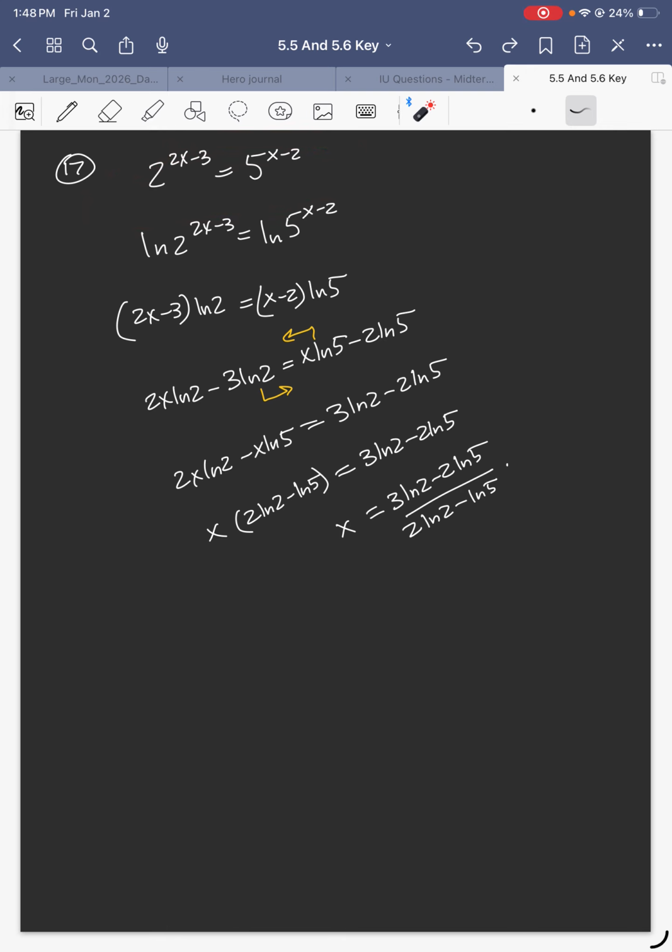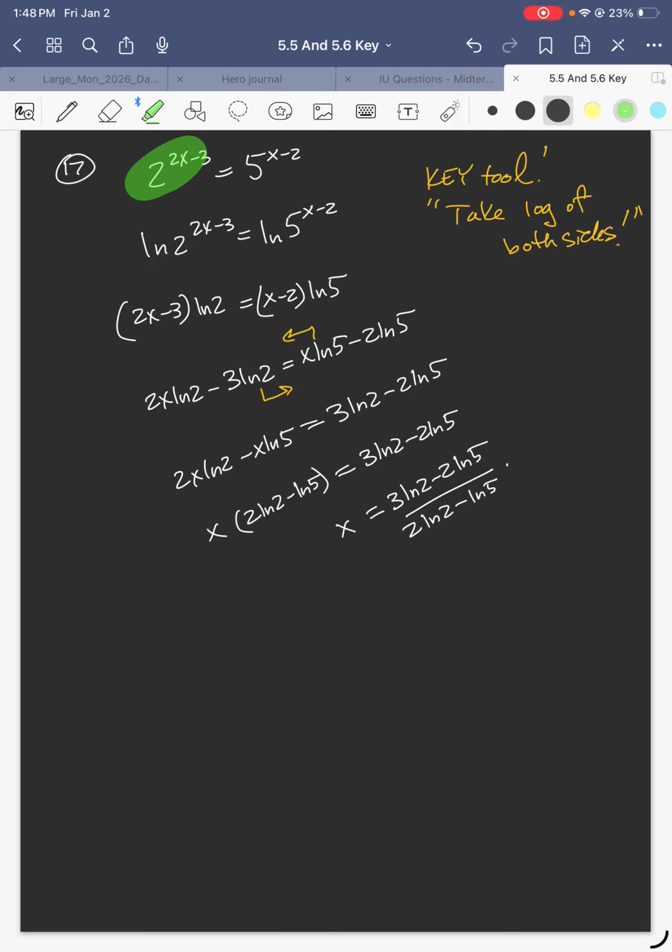Here, taking the natural log of both sides, that is a key tool. Take log of both sides. And the reason we can do that is because if this is an input and I plug it into natural log, and this is an input and I plug into natural log, same inputs mean I must have the same outputs, because natural log is a function. So it's got to work that I can do the same thing.